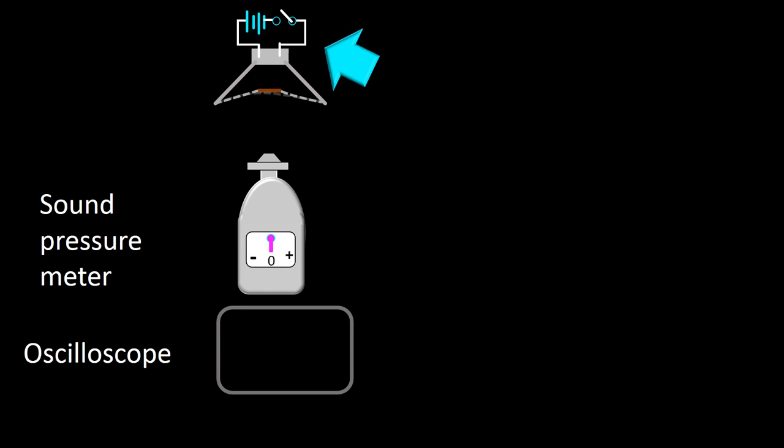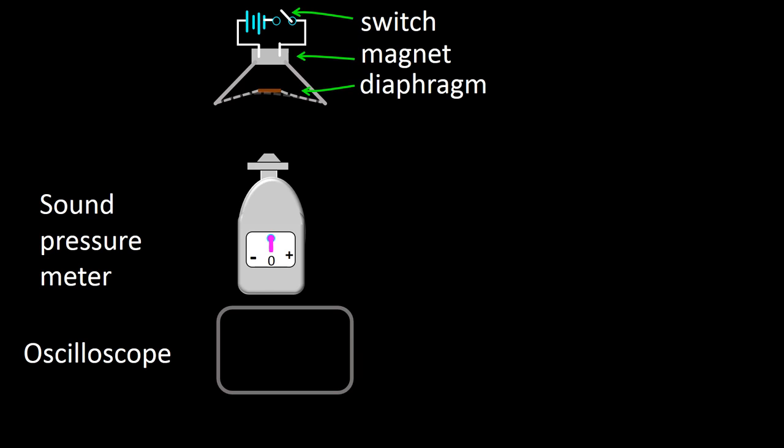A loudspeaker, as you can see in this cartoon, has three components: a switch, a magnet, and a diaphragm. In this frame, you see that the switch is open. When the circuit is closed, depending on the direction of the current, up or down, the oscilloscope will register the current.